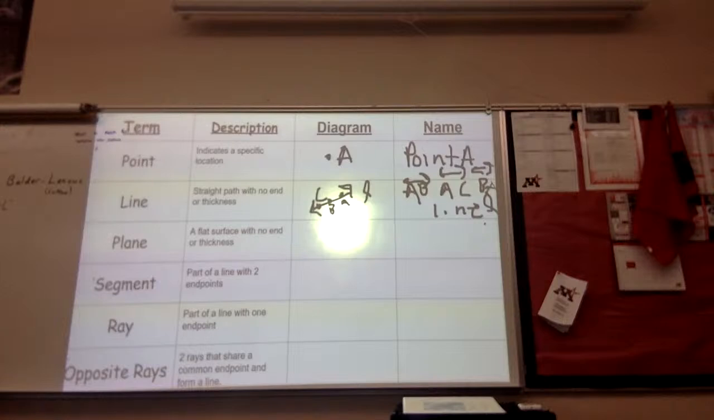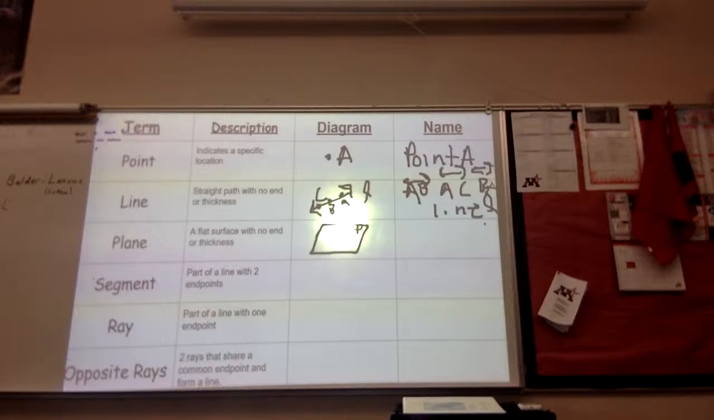Questions or concerns on that? So a plane is kind of like that picture that you saw on the first slide. It's this little paper looking thing. We name it by just putting a letter on the inside of it. So in this case, if I use P, that'd be plane P.